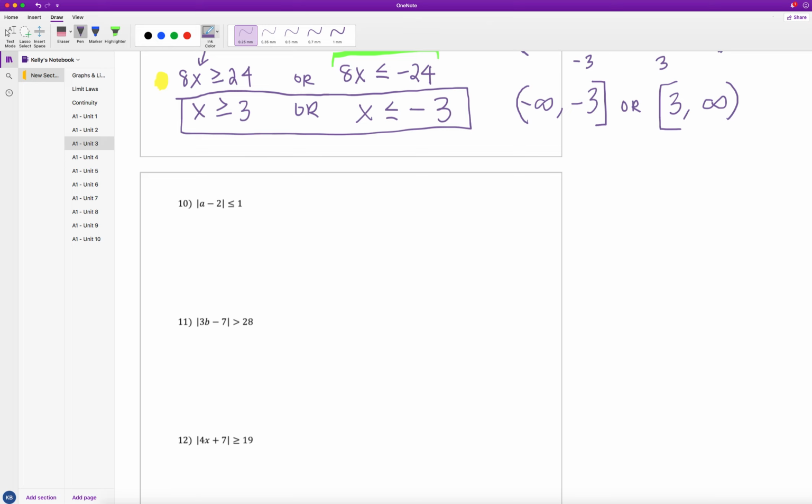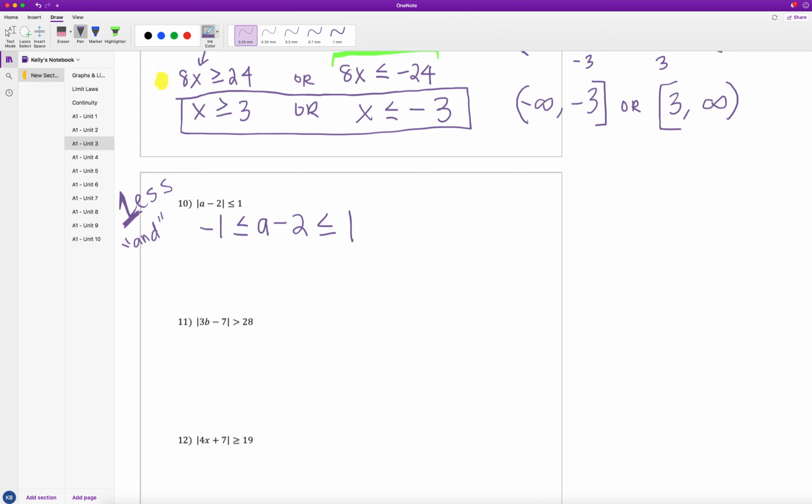Okay, let's check 10. So 10 says the absolute value of a minus 2 is less than or equal to 1. So I have a less than case, so remember that means I get one compound inequality together, so it will be an and statement. So what that translates into then is a minus 2 gets sandwiched in between +1 and -1. And because we had the equals to bar, that means the other inequality also gets the equals to bar.